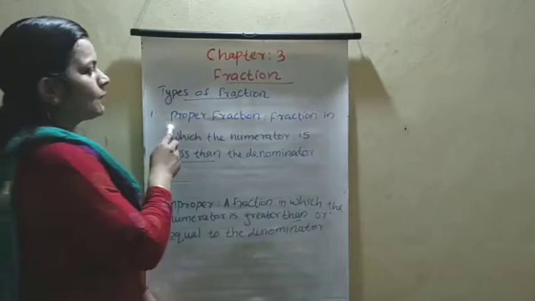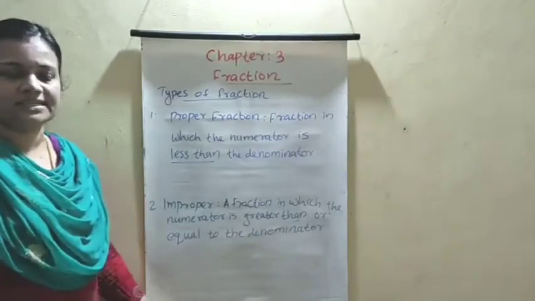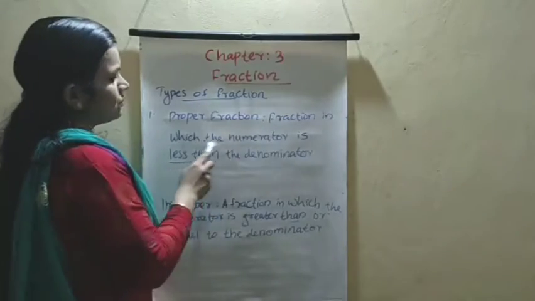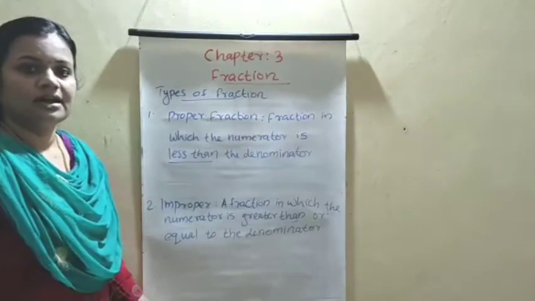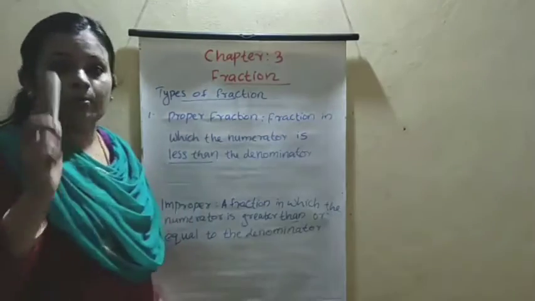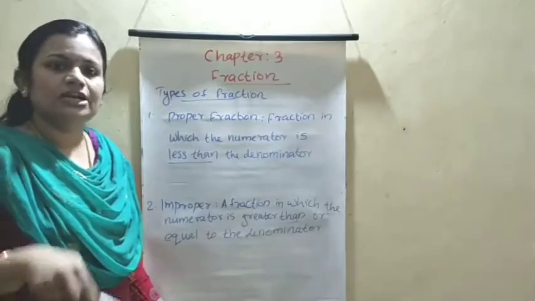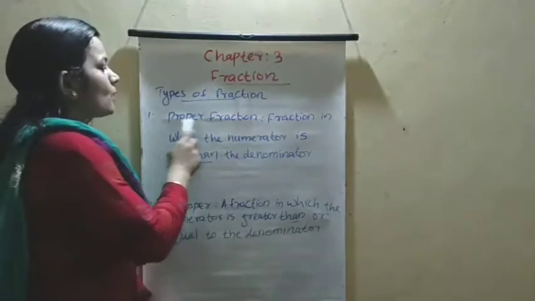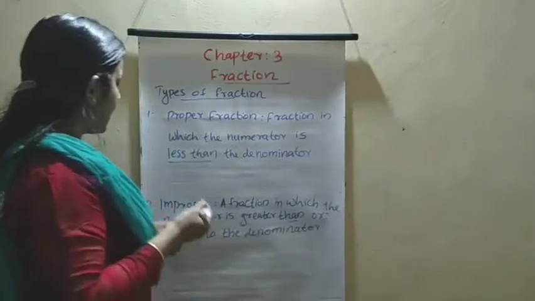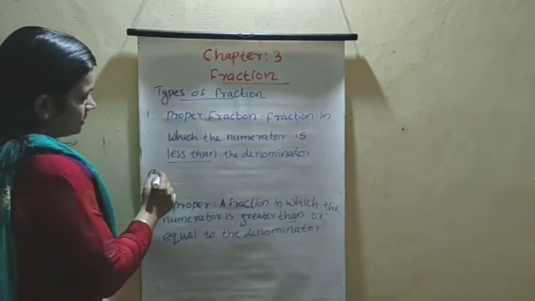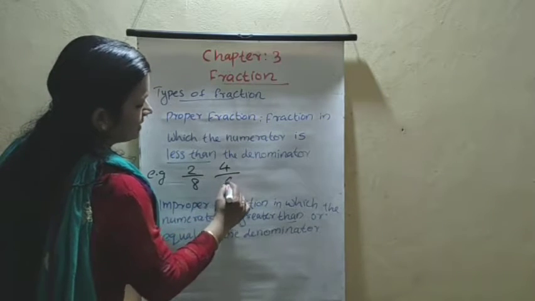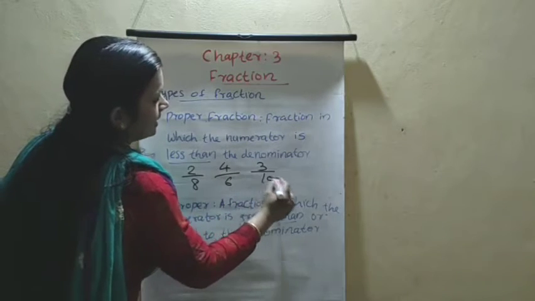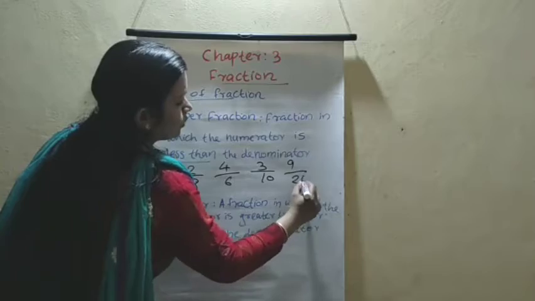So, first of all, the proper fraction. What is the proper fraction? A fraction in which the numerator is less than the denominator. The fraction in which the numerator is less than the denominator is called proper fraction. Then I will write the examples so that you understand well. Examples are 2 by 8, 4 by 6, 3 by 10, 9 by 20.